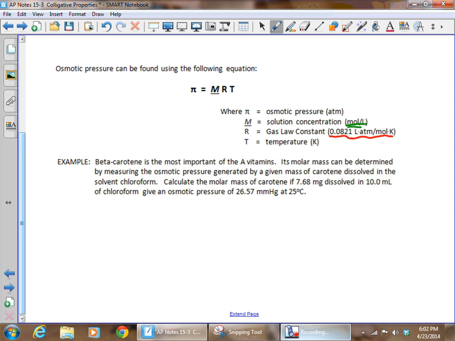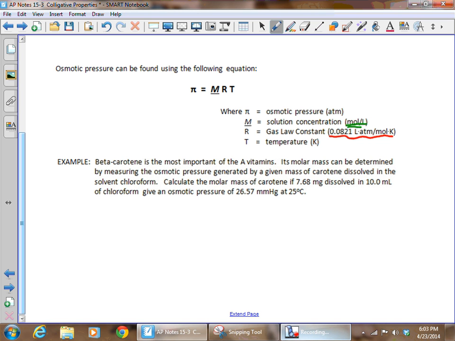So the problem is that beta-carotene is the most important of the A vitamins. Its molar mass can be determined by measuring the osmotic pressure generated by a given mass of carotene dissolved in chloroform. Calculate the molar mass of carotene if 7.68 milligrams dissolved in 10 milliliters of chloroform give an osmotic pressure of 26.57 millimeters of mercury at 25 degrees Celsius.